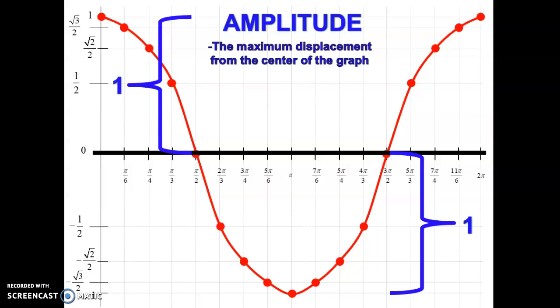All right. Now, our amplitude for a basic sine or cosine function is always going to be 1. And we can change that depending on what our equation looks like. So let's show you how that looks.